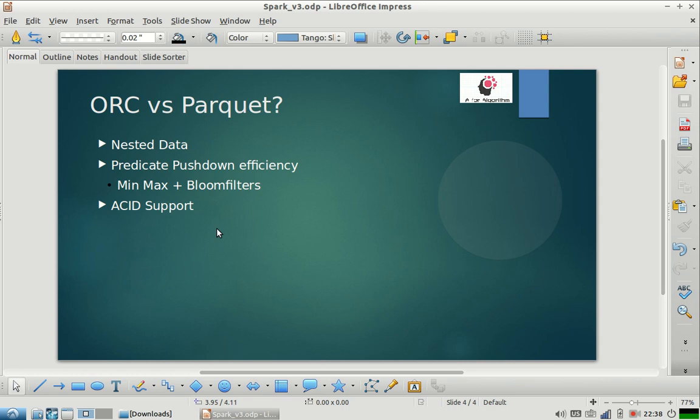But we have to agree that there is a very minute difference between these two formats. The heart of both formats is the same. The basic concepts are the same. Both are columnar formats, and both will give you a considerable performance boost if you use them as part of your big data processing. I hope this video is helpful.